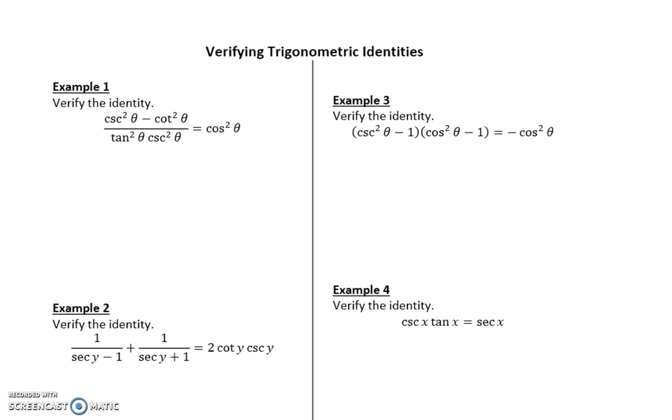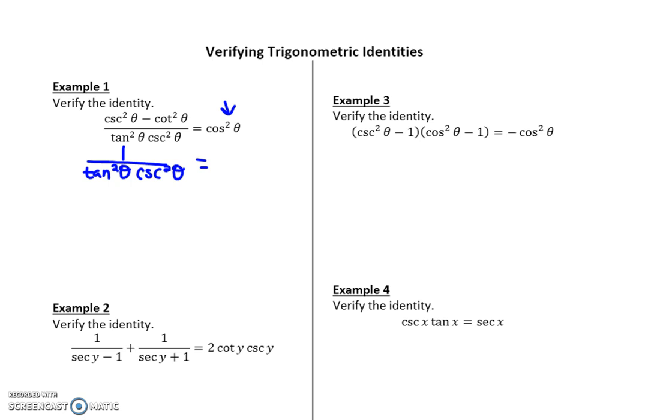So we want to verify this identity, and we have cosecant squared of theta minus cotangent squared of theta over tangent squared of theta times cosecant squared of theta. So if you remember your Pythagorean identity, the numerator actually can become 1. And so then we still have tangent squared theta over cosecant squared theta. And we're trying to keep our end goal in mind, just like when we do geometric proofs. We know that we are trying to get the left side of the equation to be cosine squared of theta.